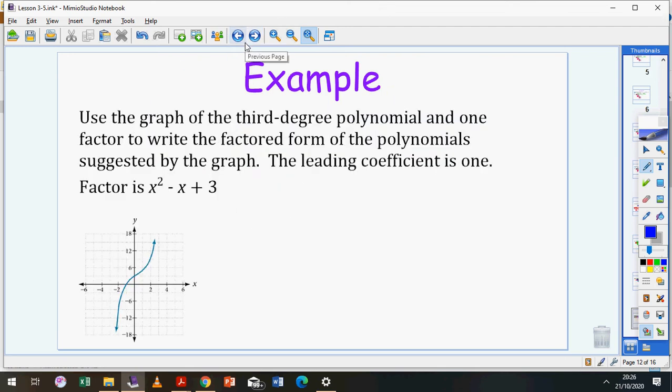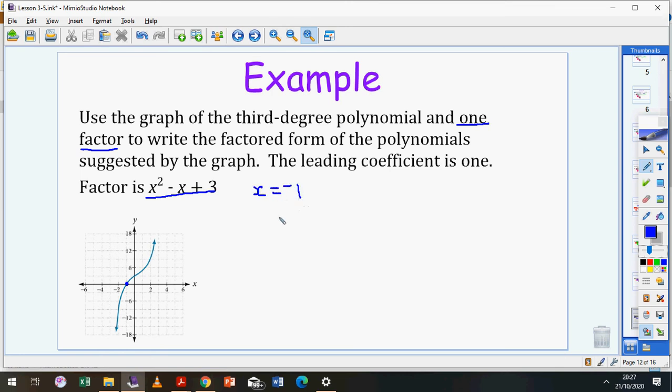Alright, an application on graphs. It says use the graph of the third degree polynomial and one factor, so the key term is here, one factor, to write the factored form of the polynomial suggested by the graph. The leading coefficient is 1 and one of the factors is x squared minus x plus 3. So when I look at this graph, I hope you remember that this is one of the zeros. X equal to negative 1 is one of the zeros.